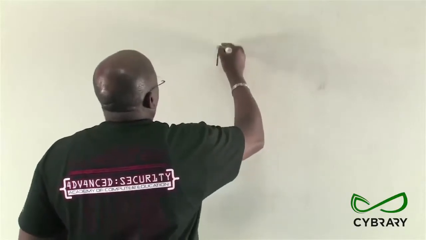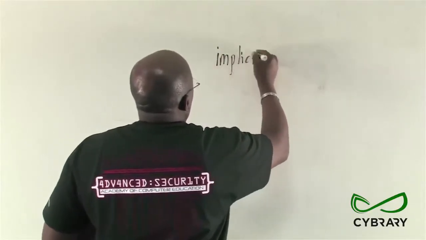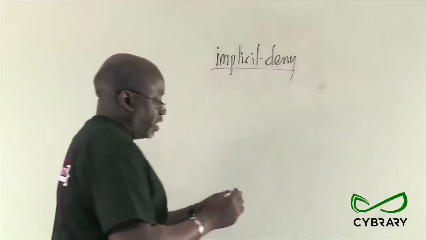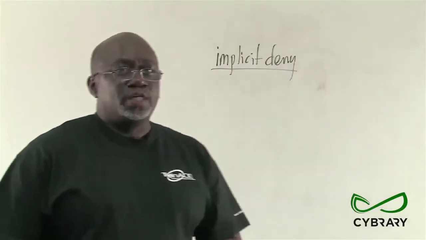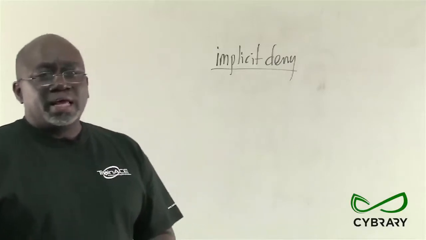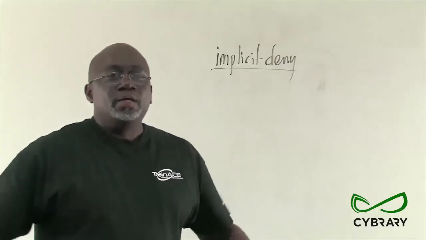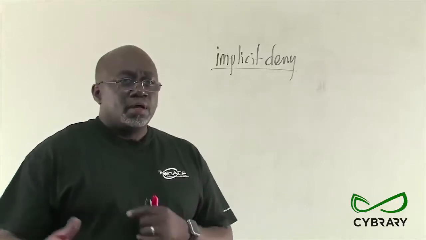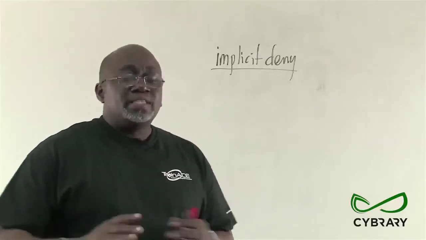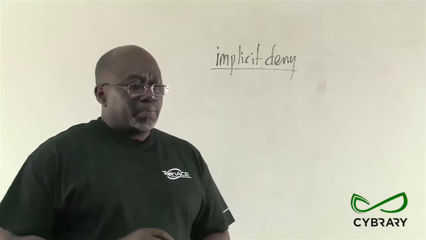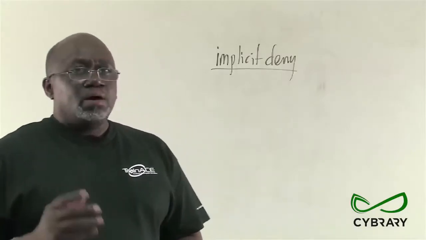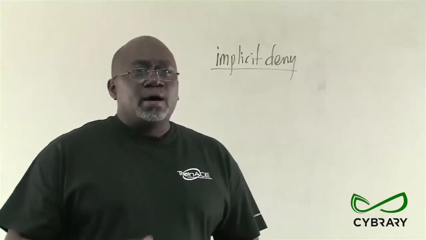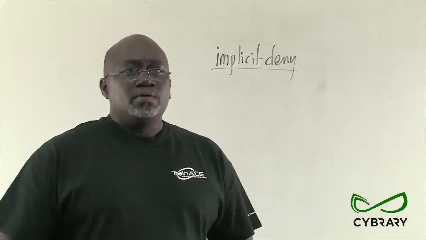For implicit deny, this is a network security strategy in which we say all traffic, unless explicitly allowed, should be deemed suspect. If we present the principle of implicit deny, everything should be deemed suspect. Unless explicitly allowed, nothing should be allowed.